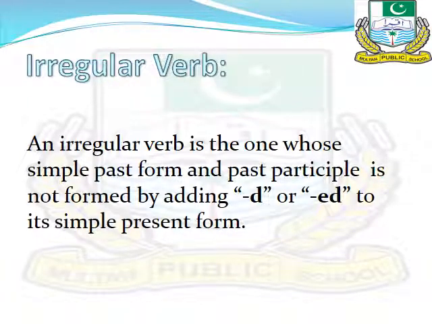Now we will learn what is irregular verb. An irregular verb is the one whose simple past form and past participle is not formed by adding d or ed to its simple present form.